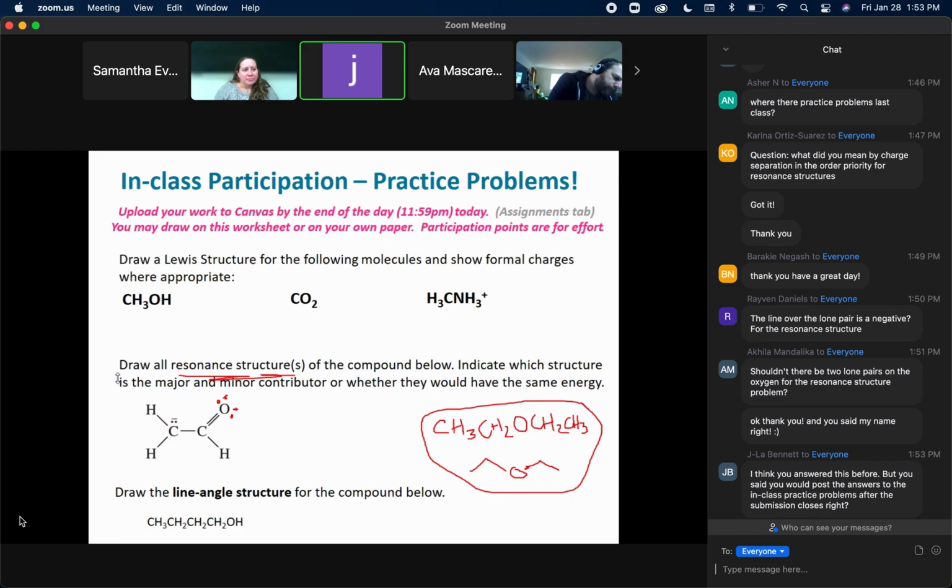I have one question about the Lewis structure. For this one, I know how to draw it, but I wanted to make sure, does that plus sign right there mean that it has to be a positive charge on the hydrogen or just overall?